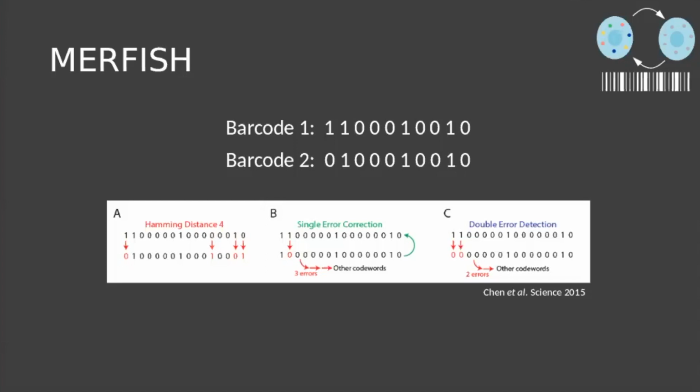So let's consider the top example, barcode 1 and barcode 2. These are very similar. The only thing is that the first bit is different. In barcode 1 it's a 1, in barcode 2 it's a 0. So if, by reading the barcode, something goes wrong in the first bit, and we read a 0 instead of a 1, we will misidentify the target molecule. We would think it belongs to barcode 2 instead of barcode 1. So what you can do is pick barcodes that are more separated from each other.